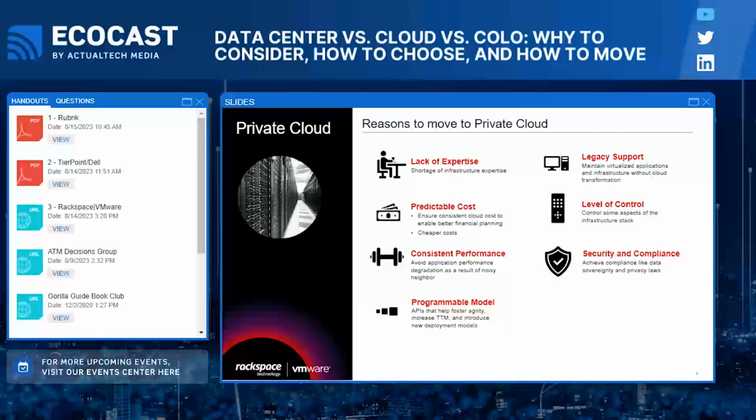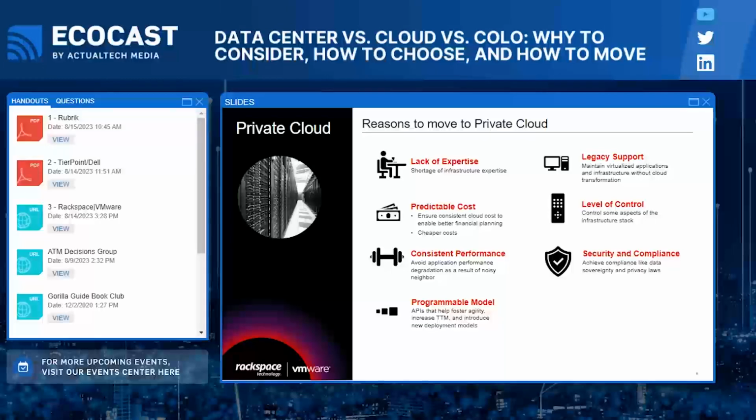Programmable model compared to Colo. With the private cloud, you can actually provision infrastructure and configure it via APIs, which allows all sorts of different models, enable a DevOps model, embrace agility, that type of stuff. Legacy support is also another reason to move to private cloud. If you do have virtualized applications that are running on-prem, those virtualized applications can run on a virtualized platform as well. So that's one reason.